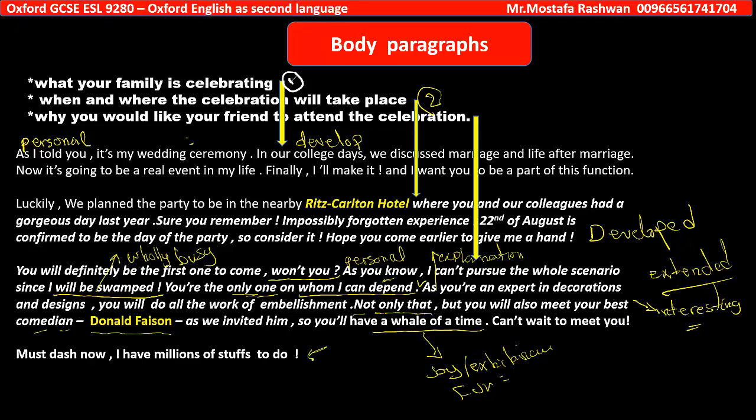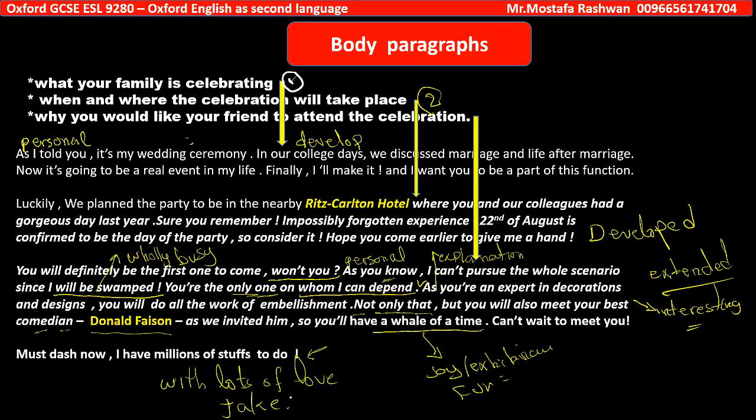Finally, tell him why you will end the letter. I must dash now. I have millions of things to do. Then you will end the letter by saying, with lots of love, and finally write your name, Jake. That's all. I hope you understand now how to develop ideas in your exams.